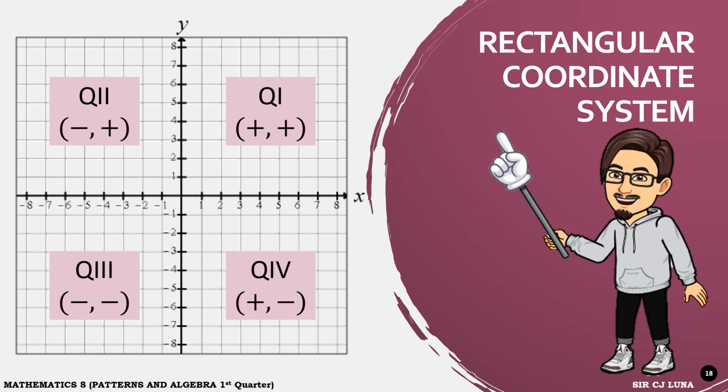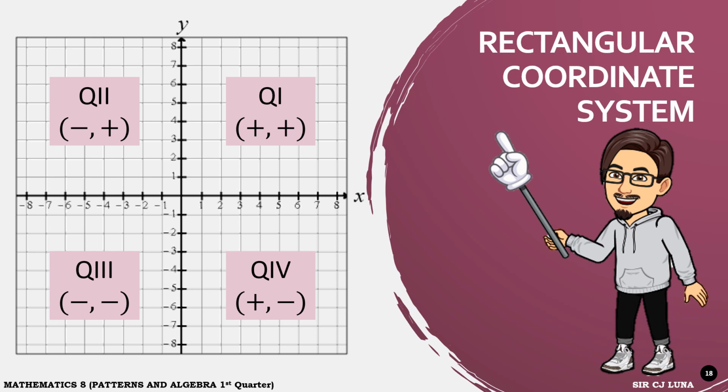Sa quadrant 4 naman, ang point mo ay positive-negative. Ibig sabihin, ang x-coordinate ay positive, y-coordinate is negative. This means you can easily tell which quadrant an ordered pair is located by just simply looking at the signs of the coordinates. For example, 2 and 3.